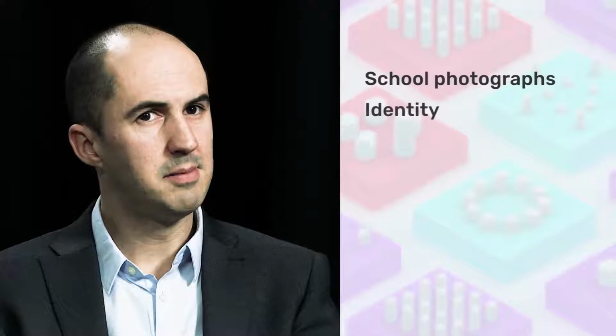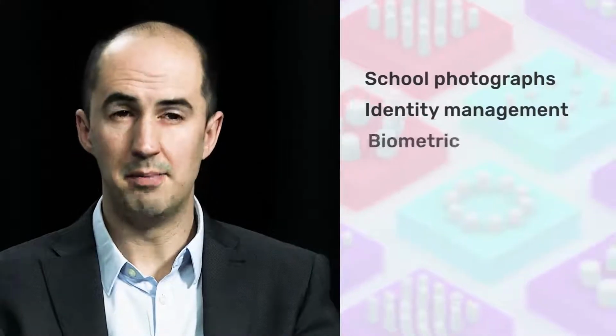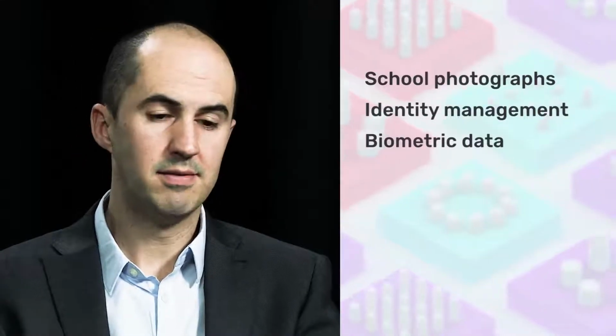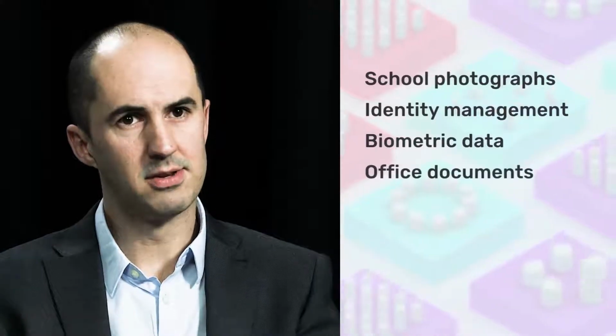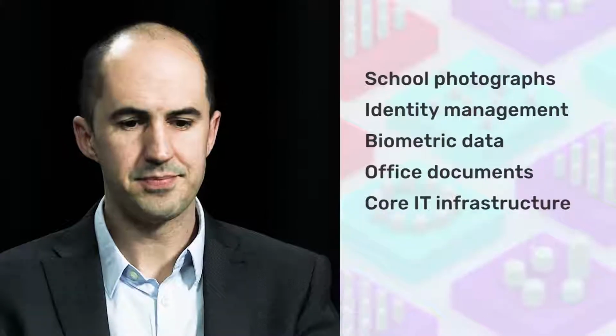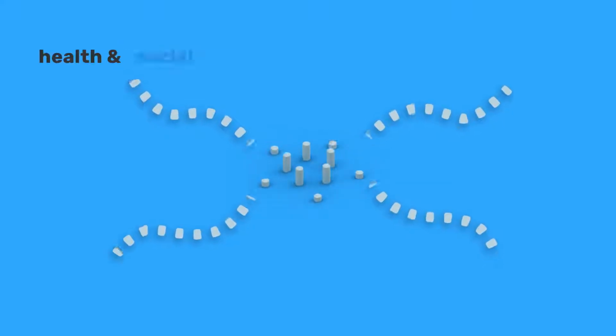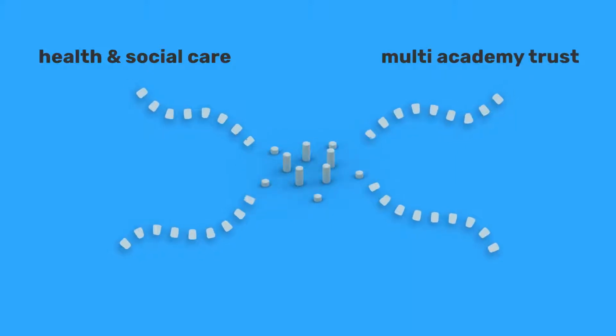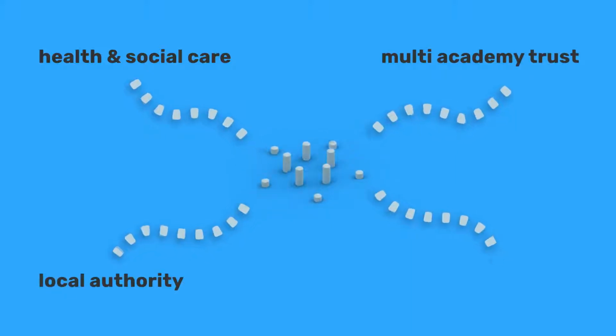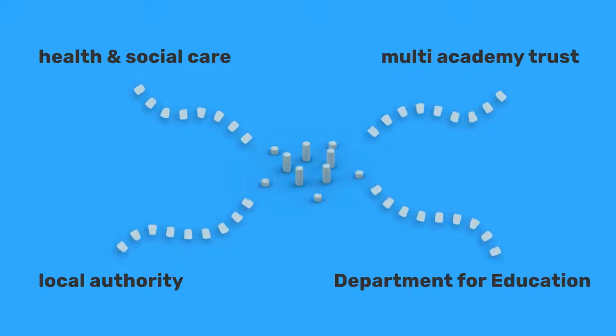Schools might also use identity management systems or things that contain biometric data, which are a key part of the new regulation. But also think about where your office documents are stored and your core IT infrastructure. Finally, when trying to create that ecosystem, think about where you actually send data to. So that might be interactions with health or social care. It might be sending data up to a multi-academy trust or the local authority, or it might be sending data to the department itself.